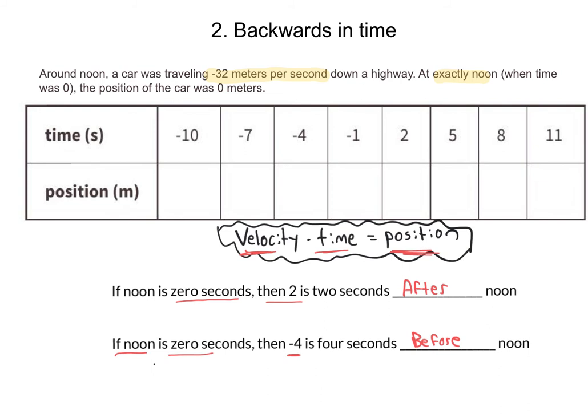So in 2 seconds, this would be negative 32 times 2. 5 seconds, negative 32 times 5. 8 seconds, negative 32 times 8. Negative 32 times 11. And then going backwards in time, or before noon, that would be negative 32 times negative 1, or negative 32 times negative 4, negative 32 times negative 7, and negative 32 times negative 10.